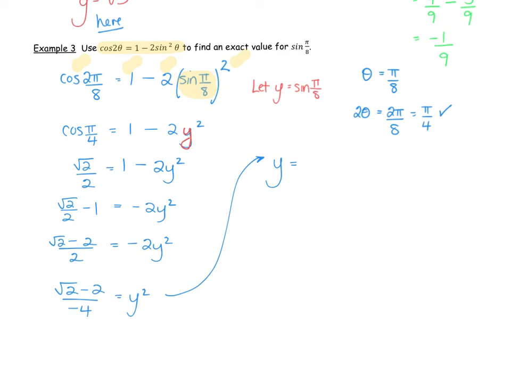Okay, sometimes I would be considering the positive or the negative, but in this case, since pi over 8 is a quadrant 1 angle, it's really just the positive in this particular case. So it's really just positive square root of root 2 minus 2 over negative 4. Okay, and so therefore then, sine of pi over 8 equals that.